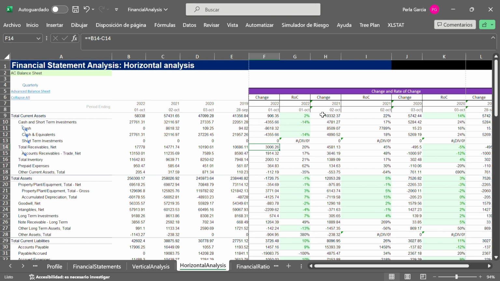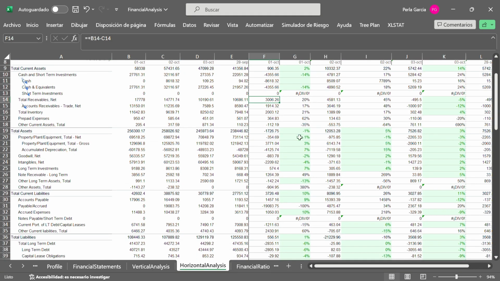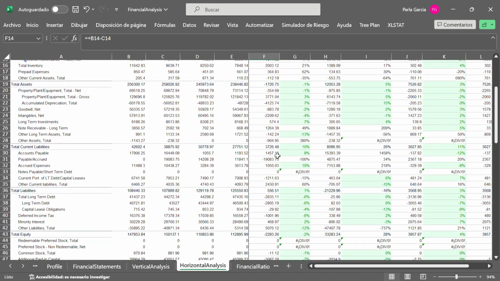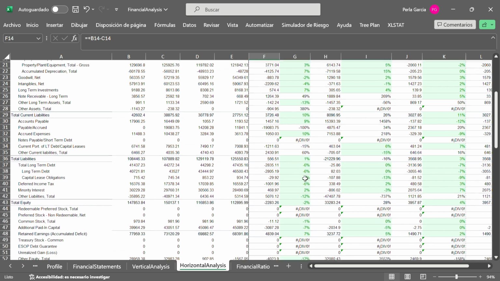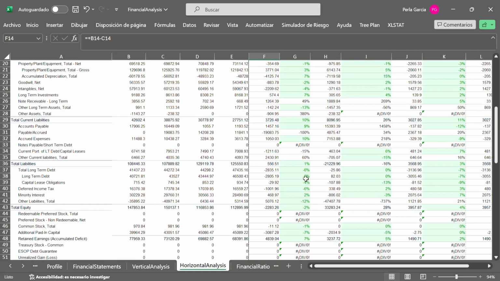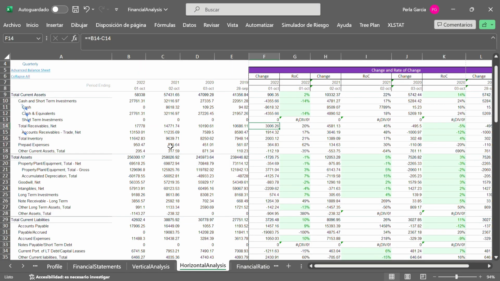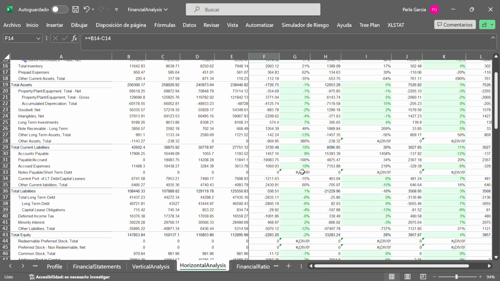Between 2022 and 2021, the change is 2% in total current assets, and total assets are reduced by 1%. Total liabilities increase 10%, total current liabilities increase, and total liabilities increase 1%, and finally total equity decreased 2%. Obviously, to understand this in detail, we have to look in the annual report at what the company did for each rate of change.